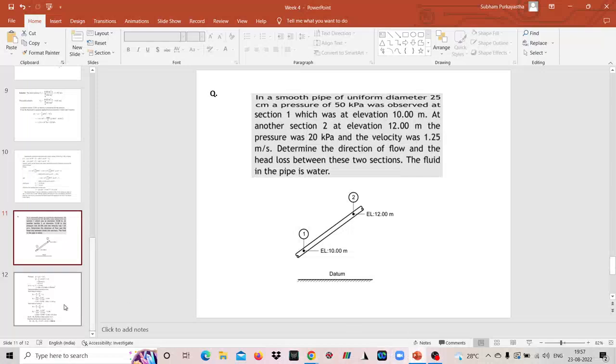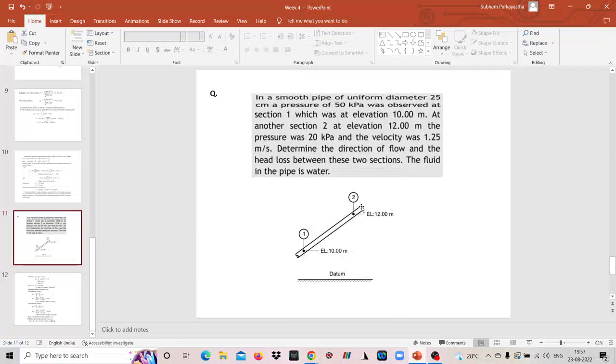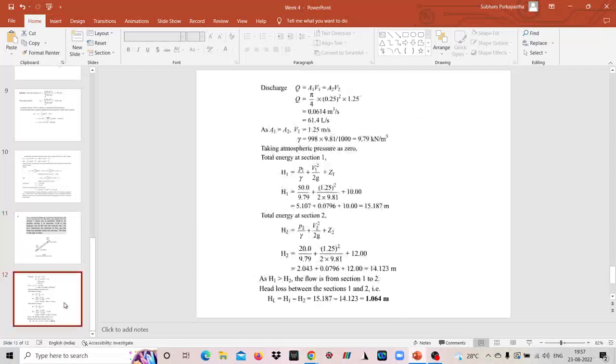Okay, so let's look at the solution. Since the discharge A1 V1 equals A2 V2, and A1 equals A2, V1 is known to us. H1 and H2 you have obtained. The value of H1 is 15.187 meter, the value of H2 is 14.123 meter. So which head is higher? H1 is higher, so the flow will take place from section 1 to section 2. The difference between these two is 1.064 meter.